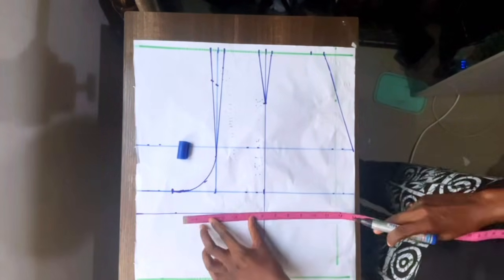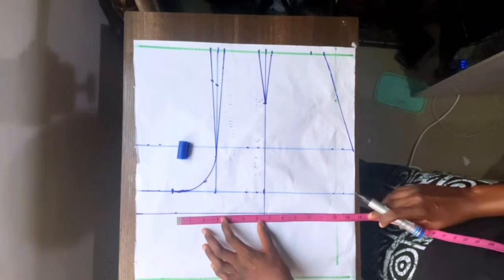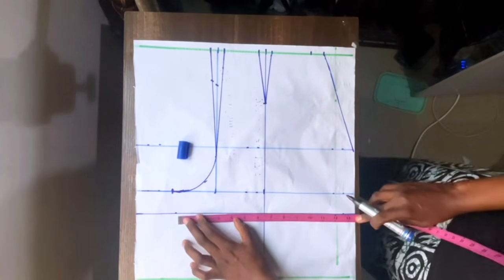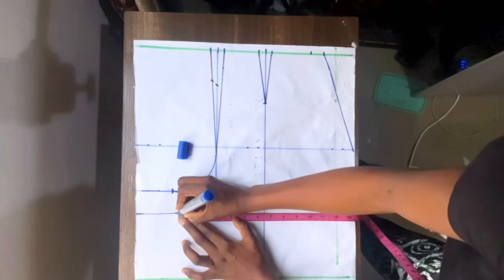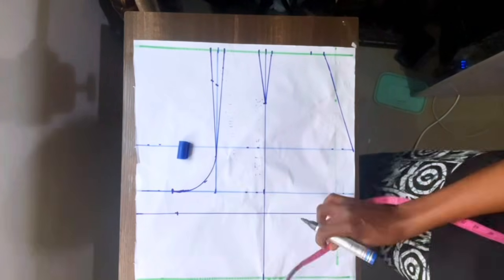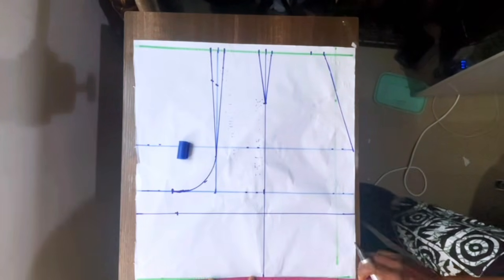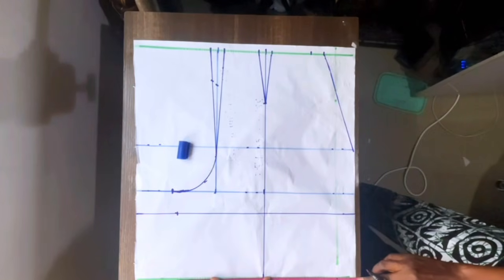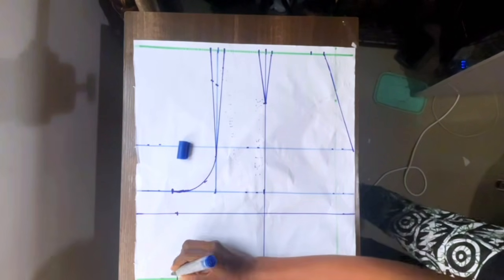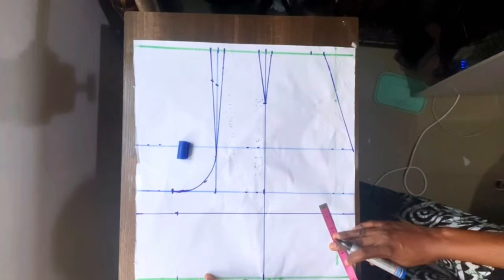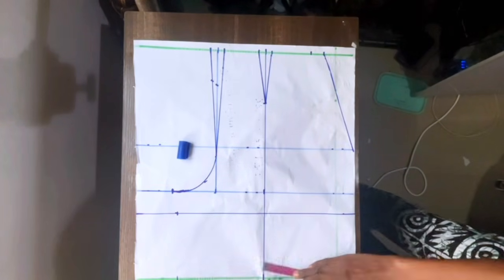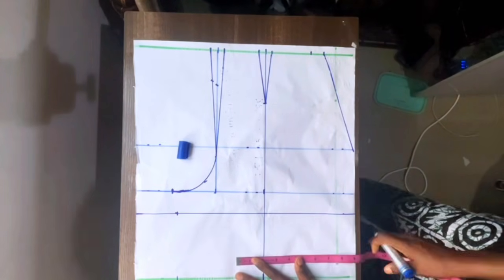So now on this point, we're going to be marking our 13 plus half inch. 13 is the thigh measurement of this person. And also for ease, I'm just going to mark the 13 here plus a half inch, because it's going to be a straight shot. If you want a fitted shot, you can now slant it down like this. Oh my god, what did I do?